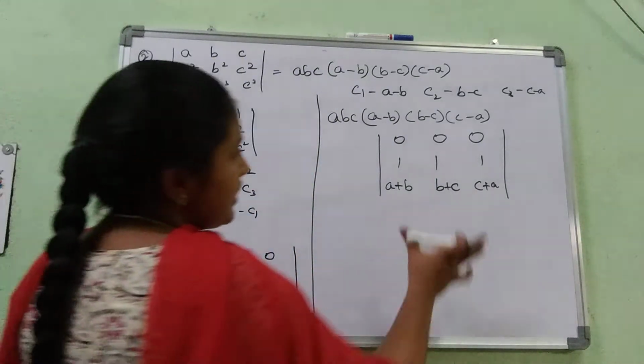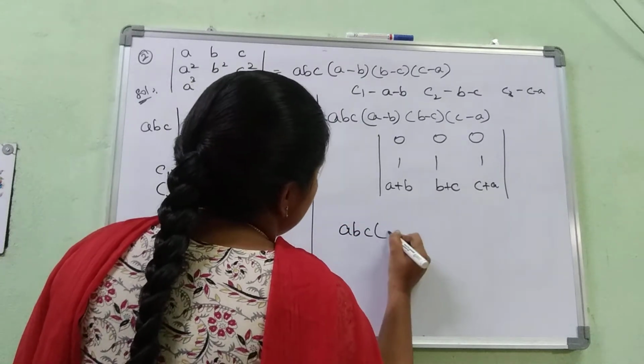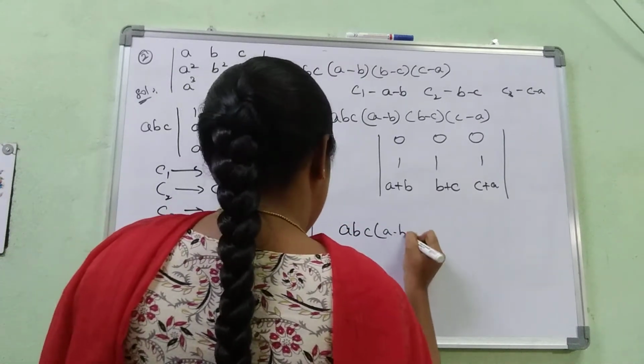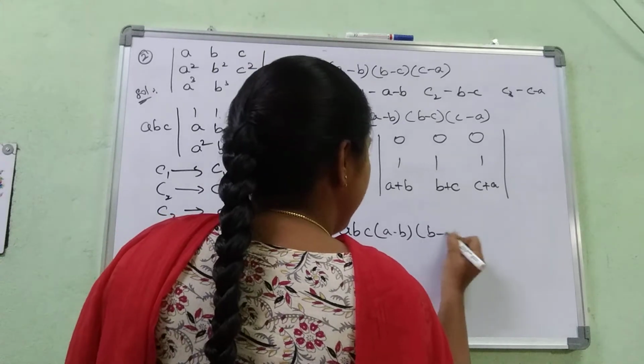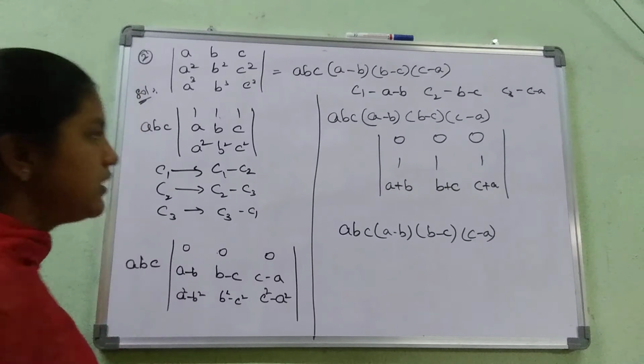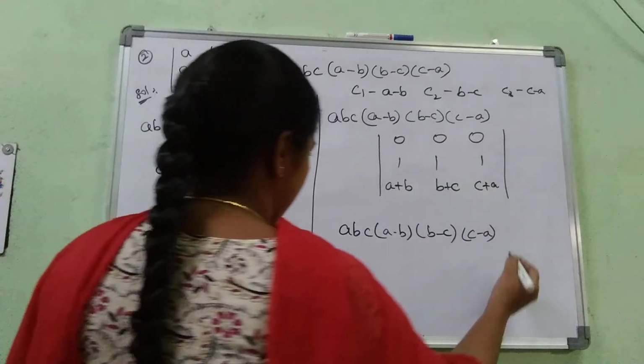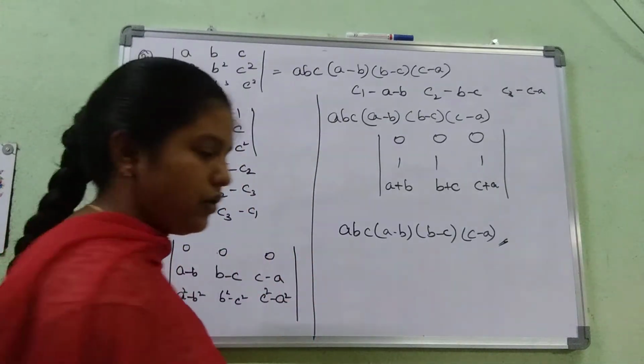So if we find the determinant of this, we will get ABC into A minus B into B minus C into C minus A. So this is the answer. Okay. So as we said, we needed to prove that. We have proved it. Okay. So next we can go to the next question.